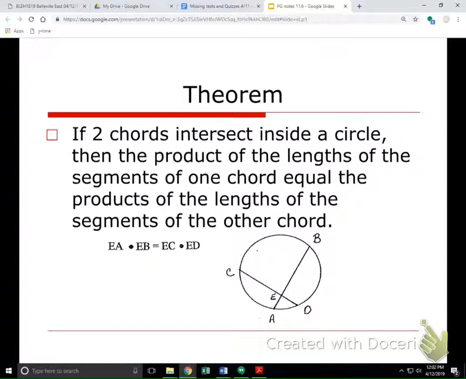So this theorem says if two chords intersect inside a circle, then the product of the lengths of the segments of one chord is equal to the product of the lengths of the segments of the other chord. Do you remember what it means to be a product? Yep, it means you're multiplying. So this segment here, CE, is multiplied by ED, and AE is multiplied by EB. We can set them equal to each other.